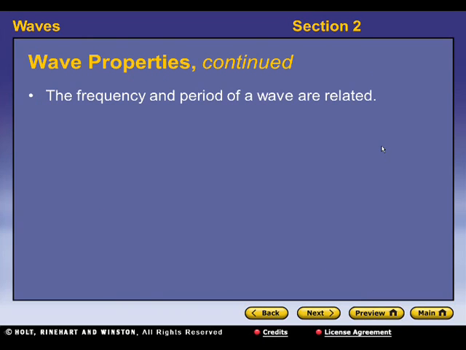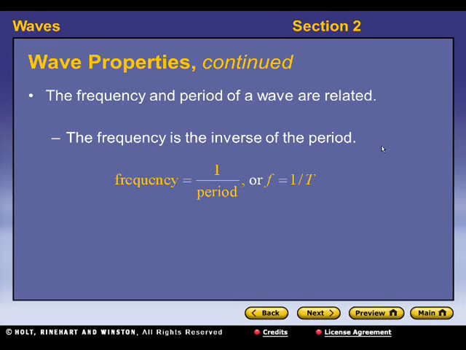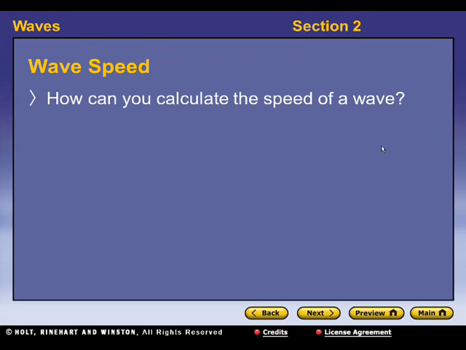Okay, so we'll get a little more into wave speed here in a minute. The frequency and period of a wave are related. Frequency is the inverse of the period. So frequency is 1 divided by the period, or f equals 1 divided by T.